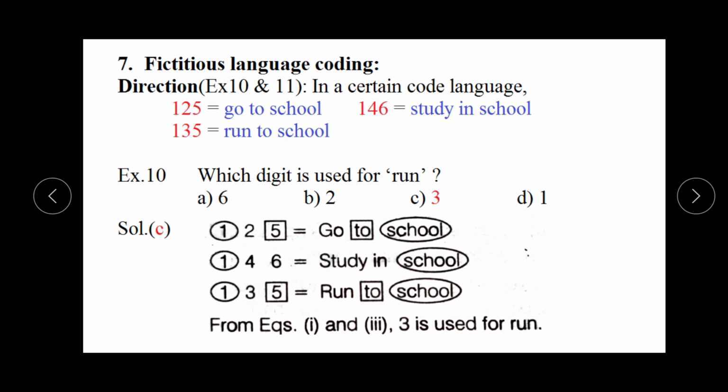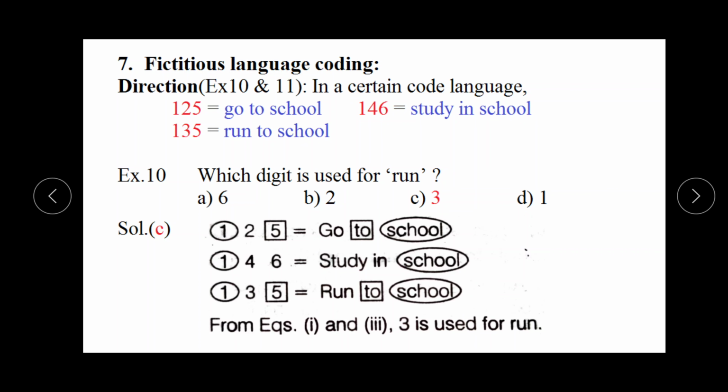So according to this, we can find out the codes for digits and the codes for words also. So here 1 is common in all and school is common in all. It means we know that the code for 1 is school. First we will check which digit is used for run. It means where it is run. So run is in the third statement. Here we can check that 5 is mentioned in two equations, in the first equation and in the third equation. So the word which is mentioned in two equations is "to."